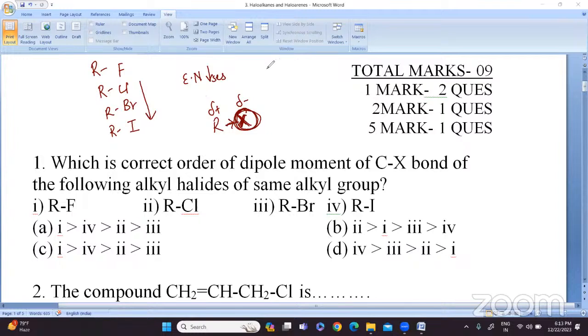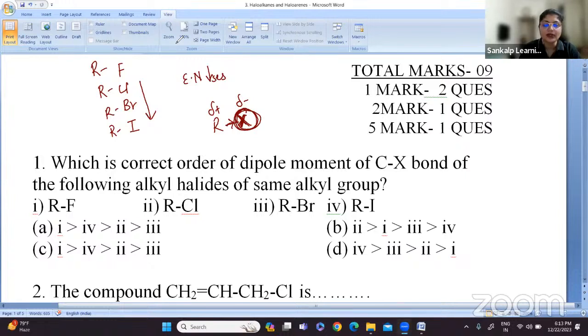So the electronegativity of the halogen atom decreases, meaning the carbon halogen bond becomes less polar. As you move down, the bond becomes less and less polar. This results in a decrease in the overall dipole moment of the molecule. Why? Because as we are seeing, the electronegativity of the halogen atom decreases, and as a result the carbon halogen bond becomes less polar.